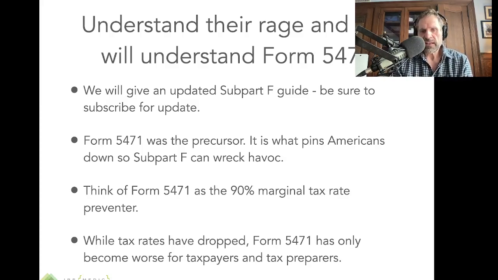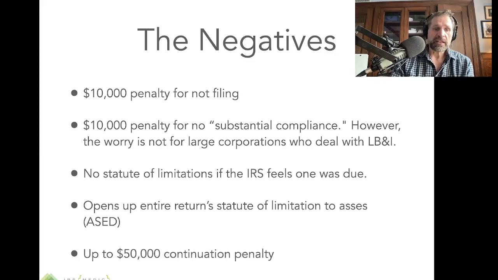Again, I'll give you that subpart F guide. But 5471 was a precursor. It's what pins Americans down so later things like subpart F and GILTI can wreak havoc. What you need to do is think about Form 5471 as the 90% marginal rate tax preventer, right? That's why it exists. Now, while tax rates have dropped since then, Form 5471 has only become worse for taxpayers and preparers alike. So let's talk about some of the negatives of this awful form.